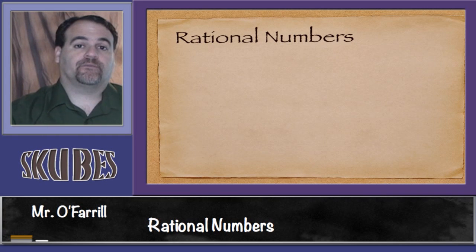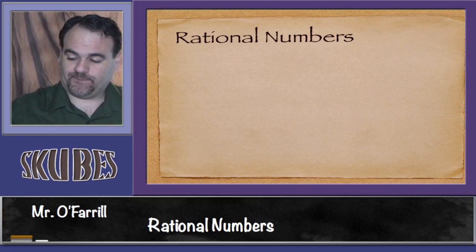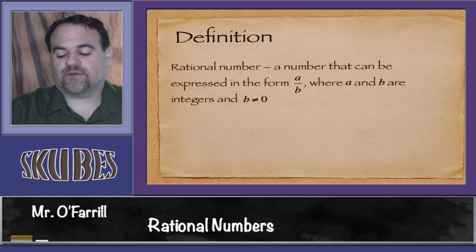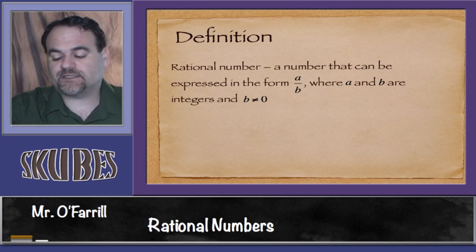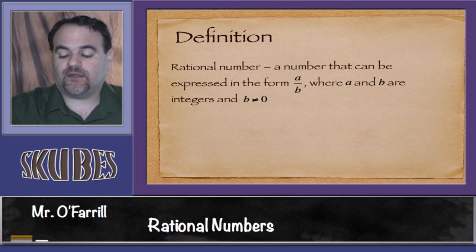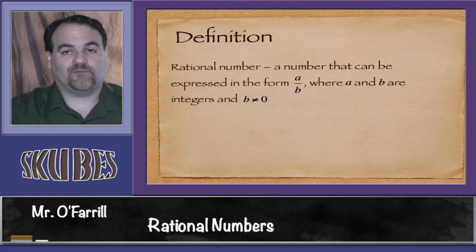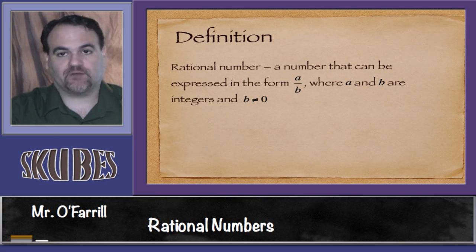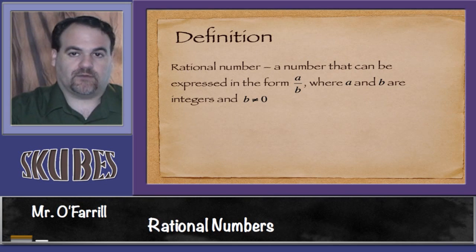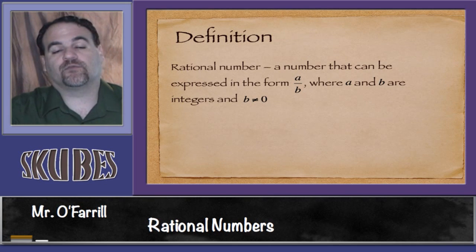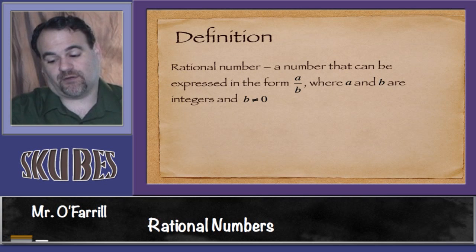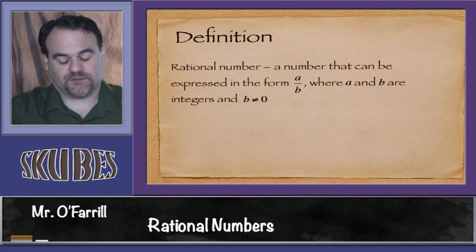Rational numbers. That's what we're going to learn about today. First, a definition. A rational number is a number that can be expressed in the form A over B, where A and B are both integers and B does not equal 0. And remember, you might have heard the rule that you can't divide by 0. That's why B cannot equal 0.